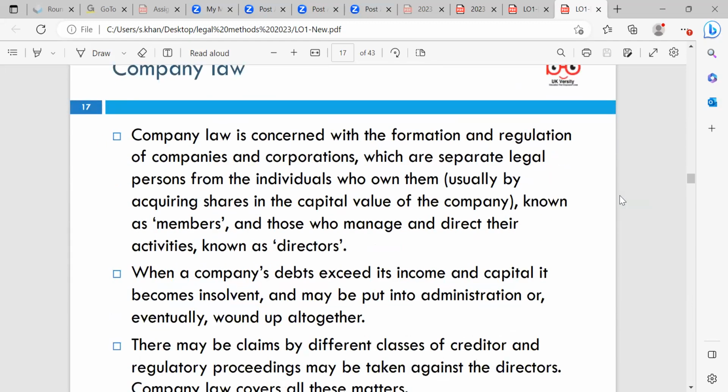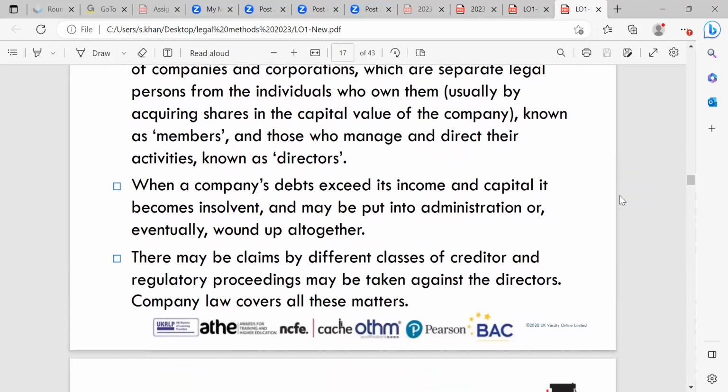Company law. This is concerned with the formation and regulation of companies and corporations, which are separate legal persons from the individuals who own them, usually by acquiring shares in the capital value of the company, known as members, and those who manage and direct activities known as directors. When a company's debts exceed its income and the capital, it becomes insolvent. So that means they become bankrupt, they don't have any money, and may be put into administration or eventually wound up altogether. There may be claims by different classes of creditors, and regulatory proceedings may be taken against the directors. Company law covers all these matters.